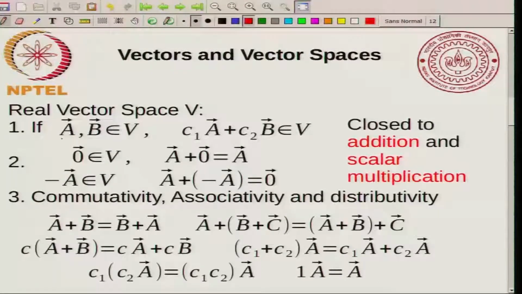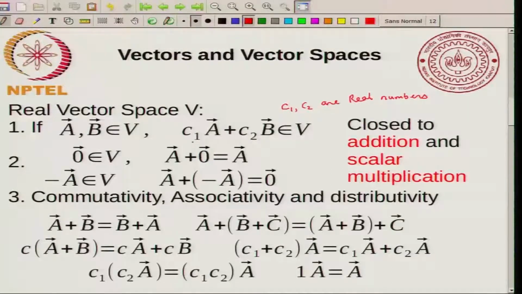The properties are that if you have 2 vectors A and B which are in this vector space V, then you take a linear combination of them. You multiply A by a scalar C1 and multiply B by a scalar C2, and you will get another vector, and C1 and C2 can be any real numbers. So, the idea is that you can multiply this vector by any real number and add it to another vector multiplied by any other real number, and you will still get a vector in the vector space.